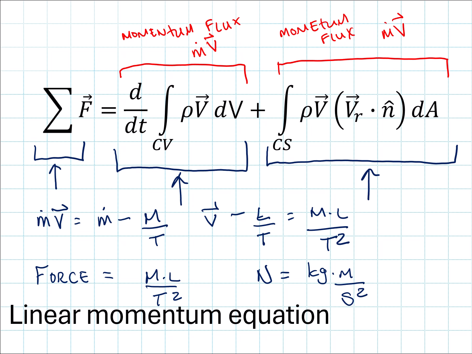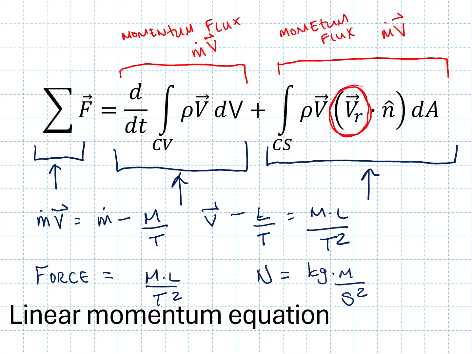Okay, one final thing that I want you to notice in our general momentum equation is that this V that shows up in my momentum flux term has that little R on it, indicating that this is the relative velocity of the fluid moving relative to the control volume. So if our control volume is moving, we may have to do that extra step of calculating the relative velocity to use in our momentum calculations.